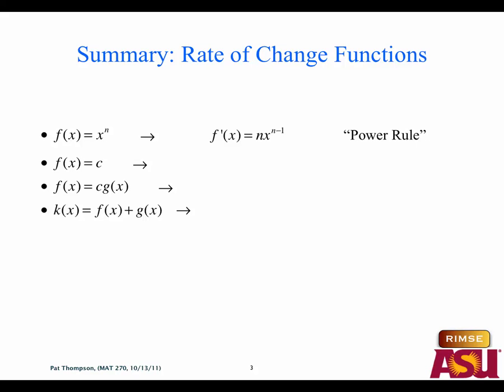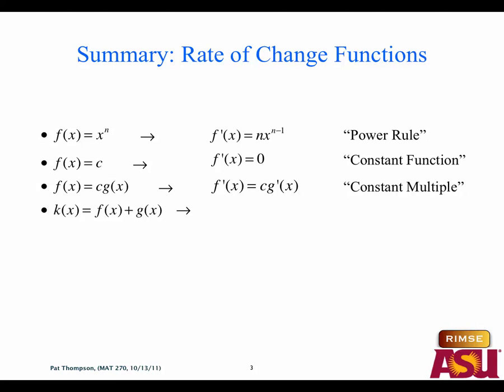All right, so power rule, n x to the n minus 1. This is our constant function rule. If it's a constant, the rate of change is 0. Constant multiple is that if you have a constant multiple times a function, the rate of change is that constant times the rate of change of the function.